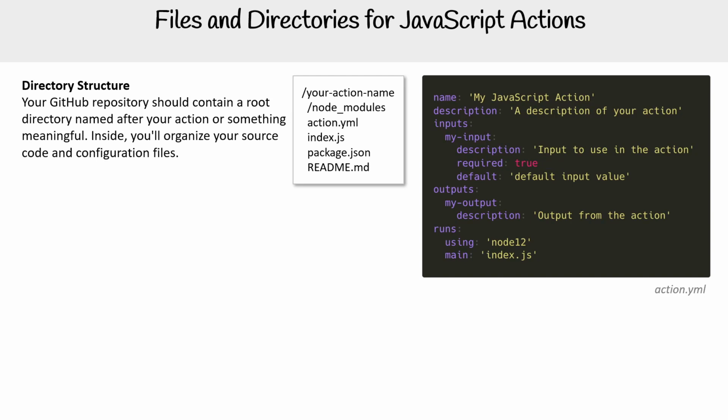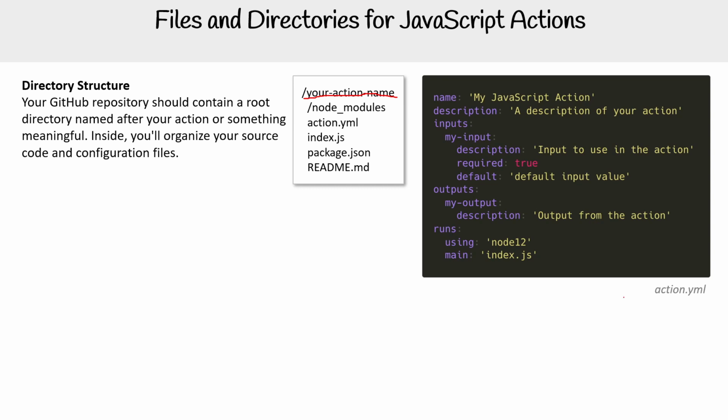The repository should contain a root directory named after your action or something meaningful. So hopefully that is clear. So notice here that your repo is named after your action, and that is one of the components to an action name. The other part is obviously the tag, as you've been using these actions. You've probably seen that commonly there before.